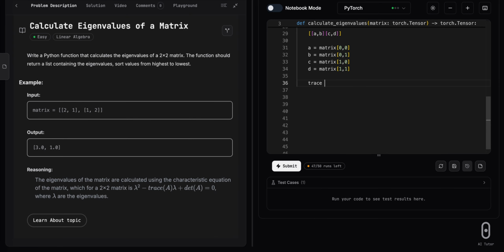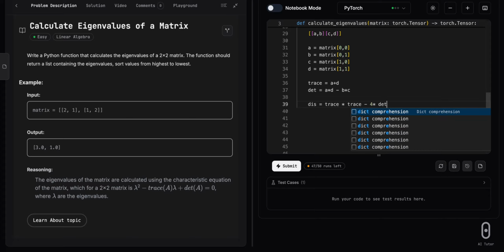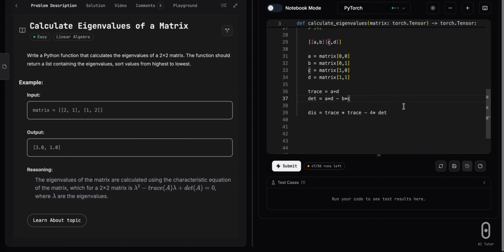Now we need to compute the trace. As I told, it will be the sum of the diagonals, and then we will also compute the determinant, which will be a times d minus b times c, because it is always a 2 cross 2 matrix. Then we need the discriminant, which is also important. The formula is trace squared minus 4 times the determinant of the matrix.